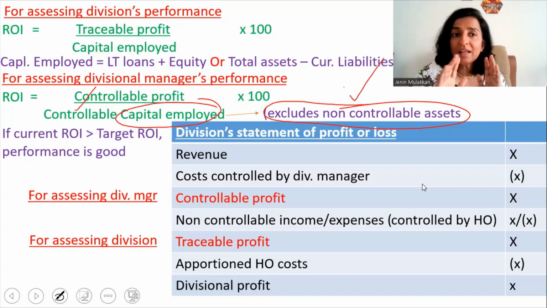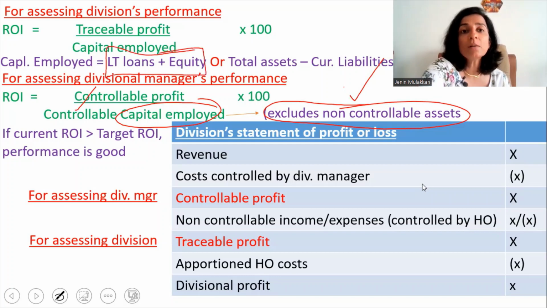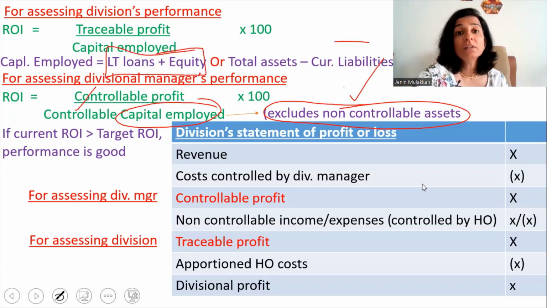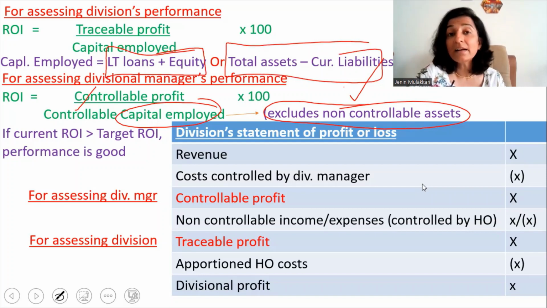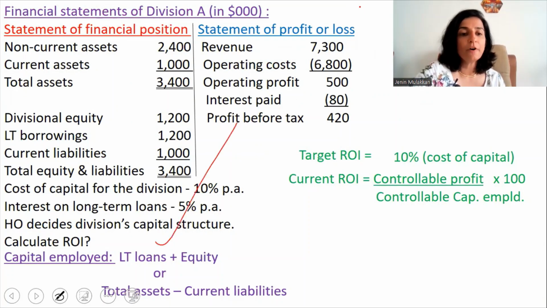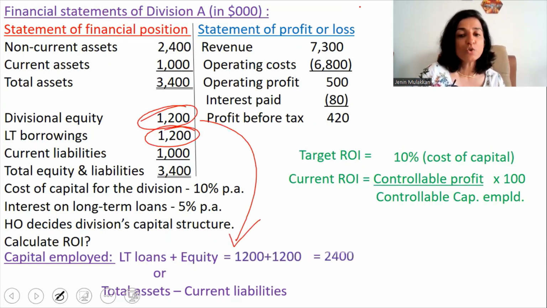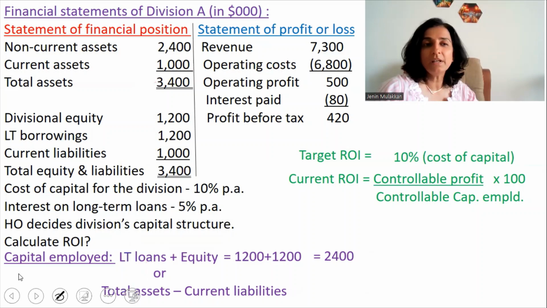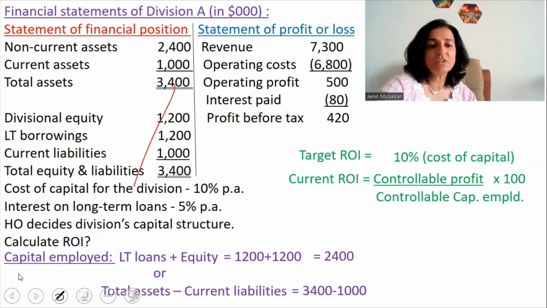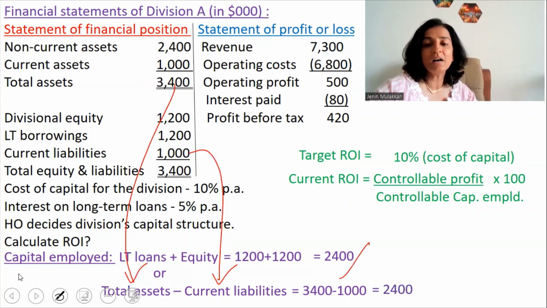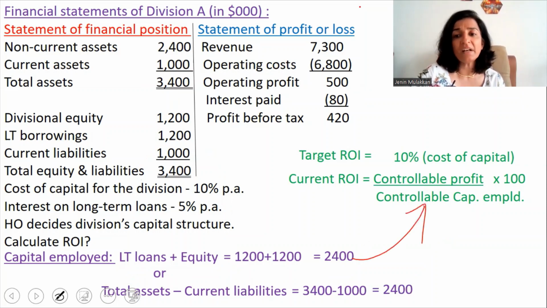And what was capital employed? Capital employed is nothing but long-term loans plus the equity, or the total assets minus the current liabilities. So I've just copied the formula of capital employed. Now, long-term loans is 1,200 and equity is also 1,200. So the long-term loans plus the equity is 2,400. Alternatively, you could also take total assets 3,400 minus current liabilities 1,000, wherein you get the very same answer of 2,400. So we have got the controllable capital employed here.